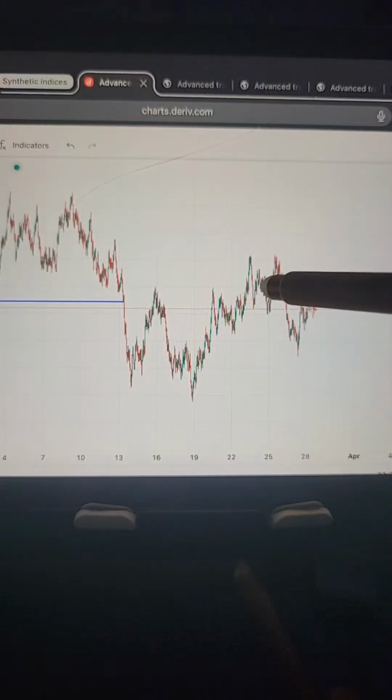So what we want is for our internal structure to align with our external structure, and that's how we can get confirmation that price is ready to sell. External structure is bearish, internal structure was bullish. See, price was still going up, printing higher highs and higher lows. Higher high, higher low. Price failed to break this zone.